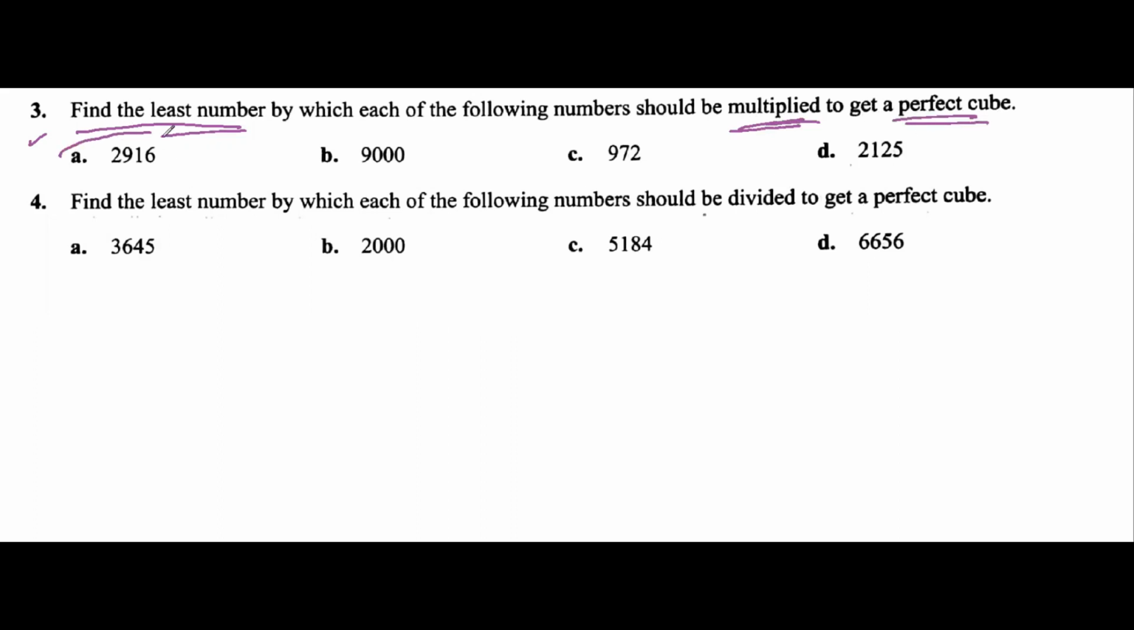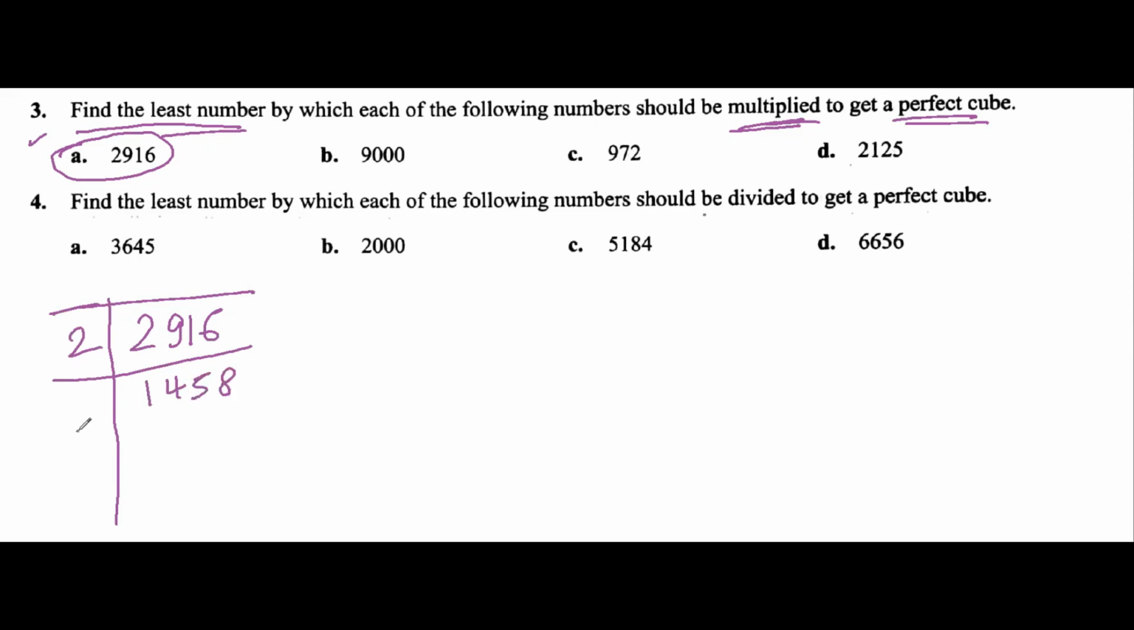So let me take this A1. So what is the first step we will do? We will always find the factors of this. Okay, so let me find this factor with 2. It is 1458. Then again from 2, so it will be 729. Okay, so once you have 729, you know it is 9 into 81, 9 into 9.